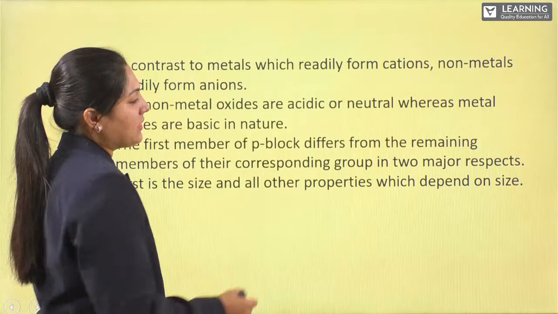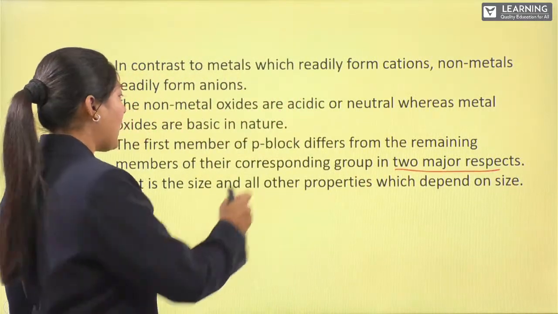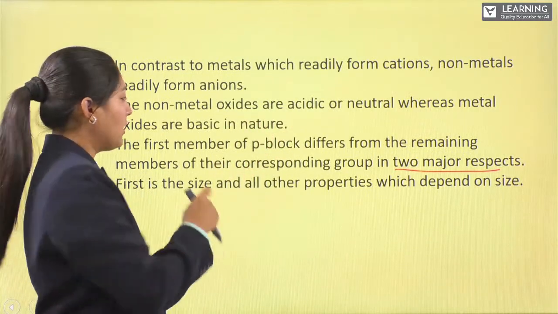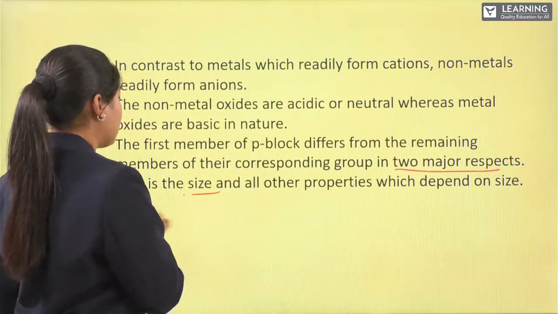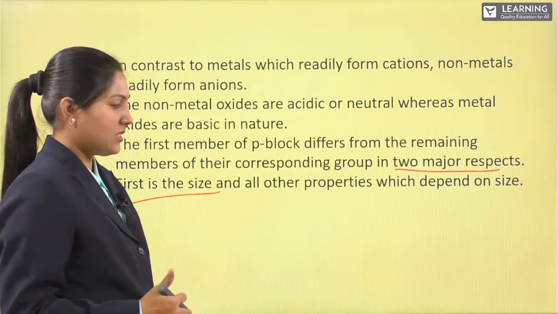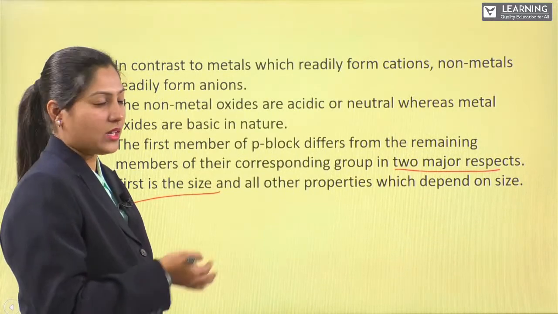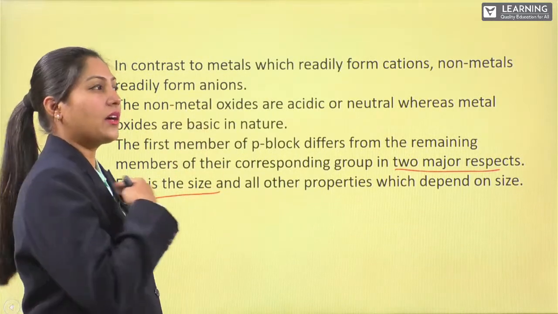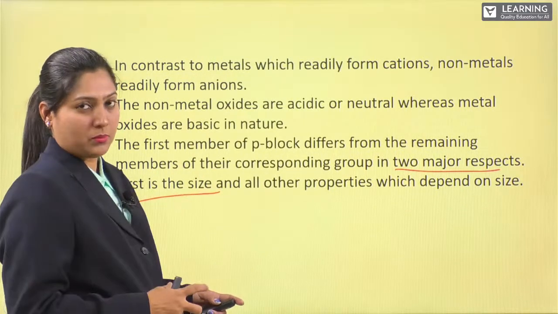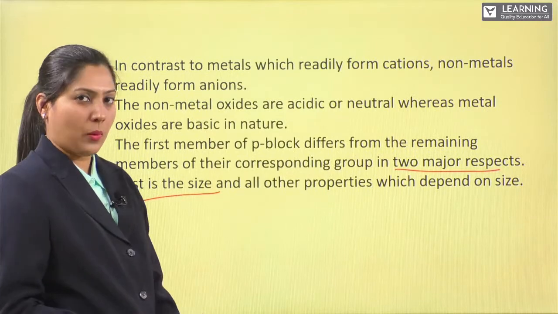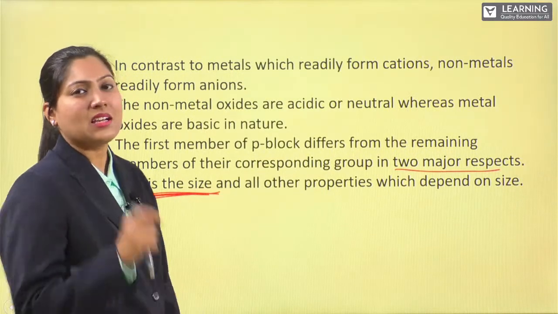What are the two major respects that we have that differ from first elements or first members of each group? The first thing is that size. As I said, the size matters, and all other properties which depend on size. We know that down the group size increases, across the period size decreases, and that is the most important thing which differs their properties. And hence, as we know, the first aspect is size.